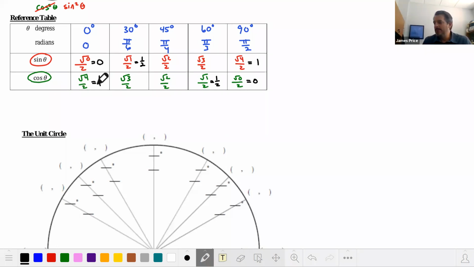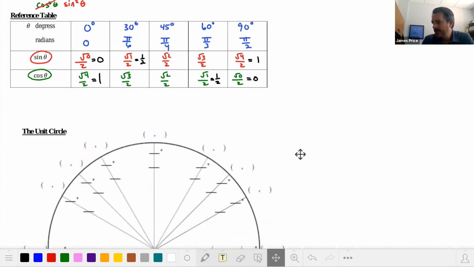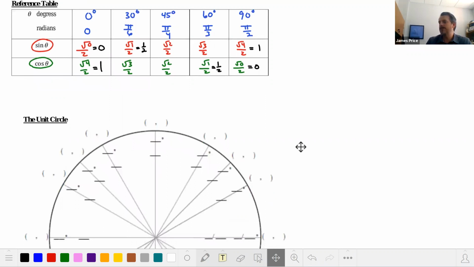Now I have the reference table memorized, and then I can use it to fill out the unit circle. So on the unit circle here, I'm just going to do this real quick.